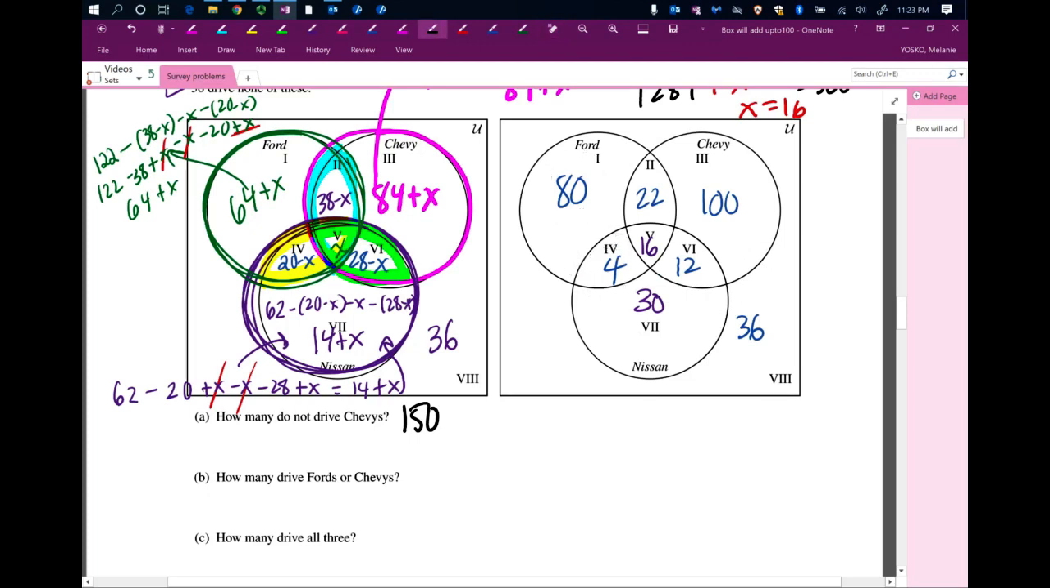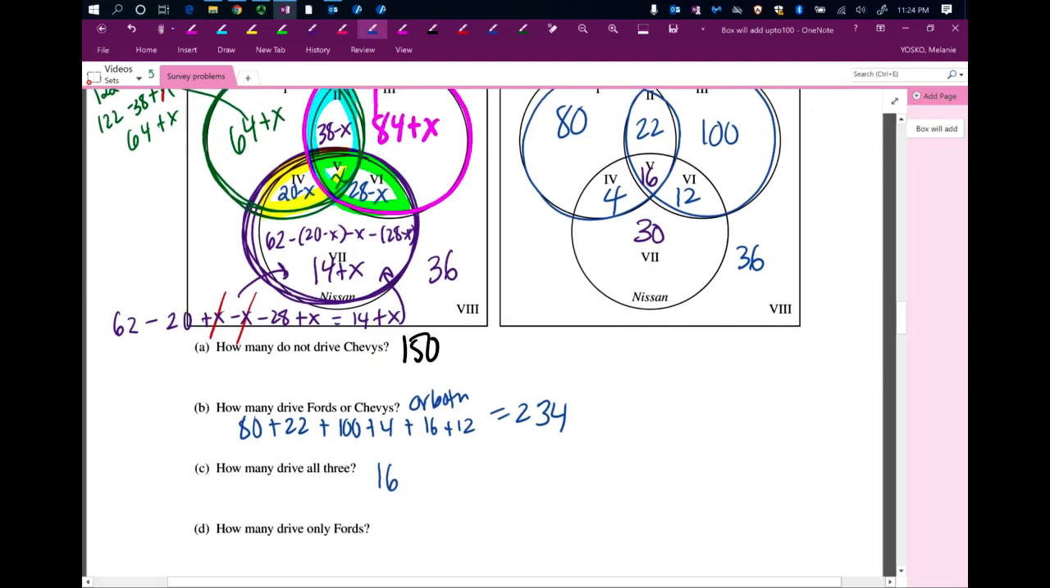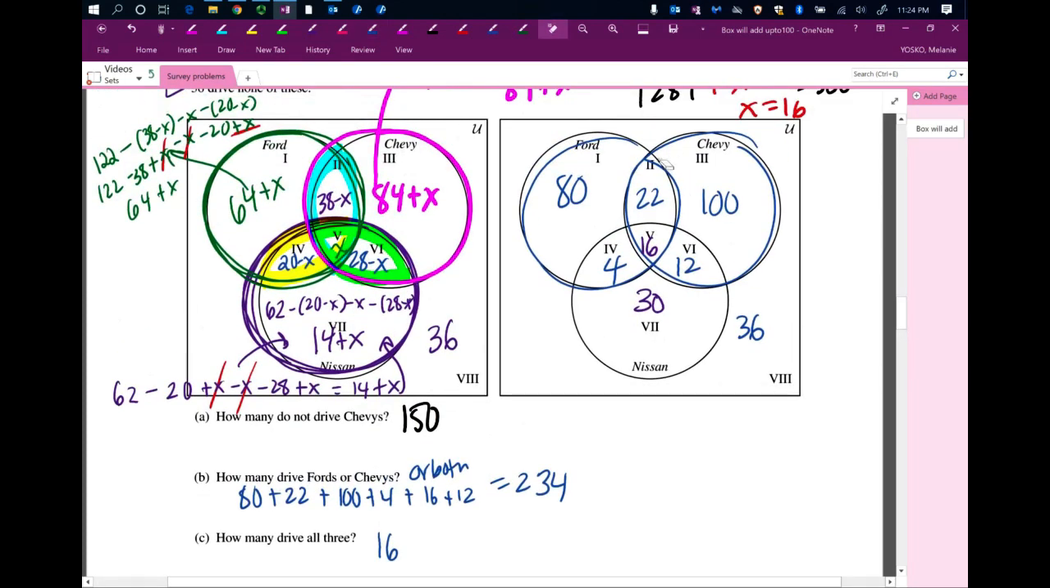Okay. How many drive Fords or Chevys? So Ford or Chevy or both. Remember, or both is implied. So we're going to have 80 plus 22 plus 100 plus 4 plus 16 plus 12. And what is that? 234. How many drive all three? Well, that's what we just found. That's the 16. How many drive only Fords? So only Fords are going to be the part of the circle that doesn't touch any other circles. So that's just 80.